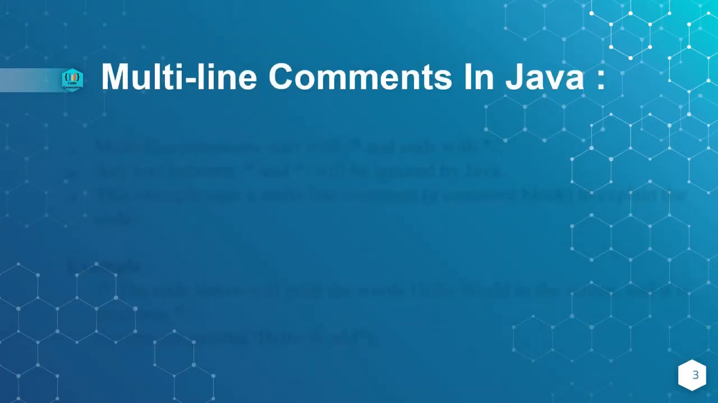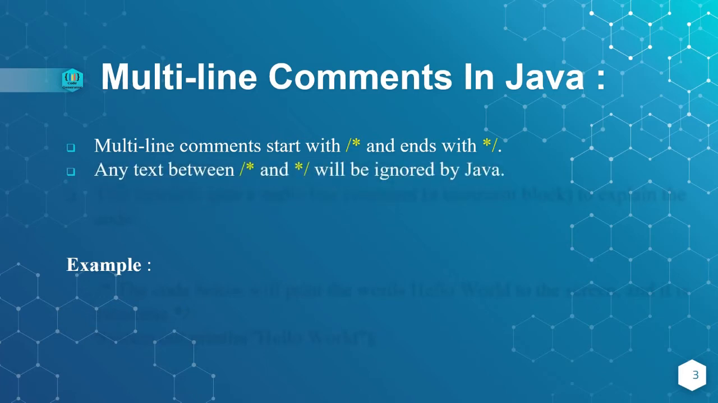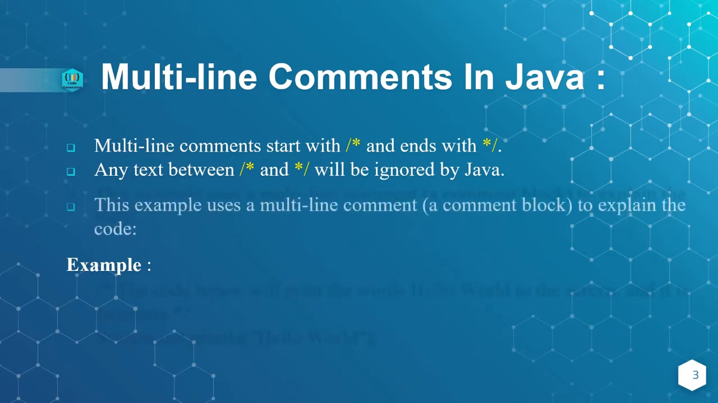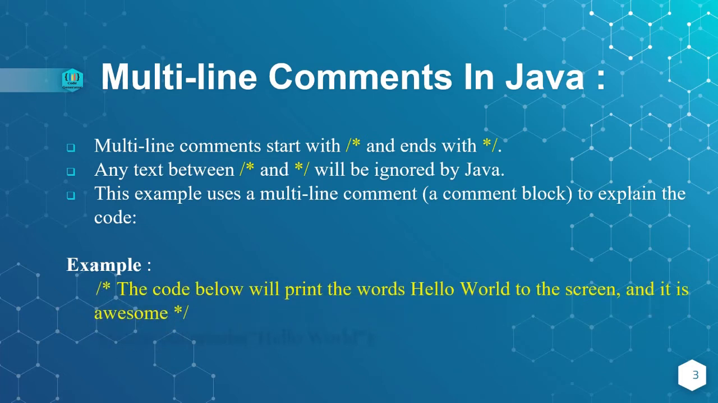Now, next one is multiline comments in Java. A multiline comment starts with slash star and ends with star slash. Any text between slash star and star slash will be ignored by Java. This example uses a multiline comment, a comment block, to explain the code. We can start with slash star, write the data we want to comment, and end with star slash. So this line is not going to be executed.